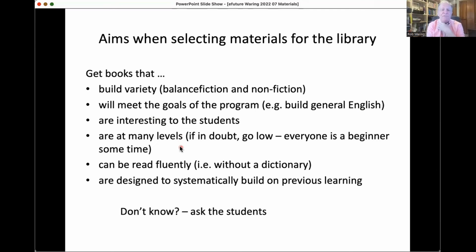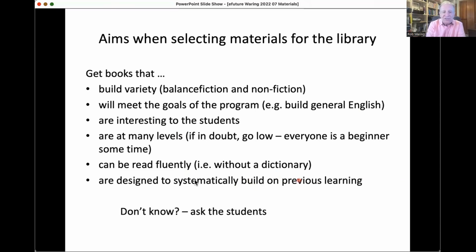Make sure you have books at very many different levels. If you're not sure, my advice is go low. Everybody is a beginner sometime. Make sure the books can be read fluently. That is, buy a few books, show them to your students and ask them, can you read this book smoothly and easily? If they say yes, buy more of those books. If you can, take the student to the bookstore and ask them to see what they can read.